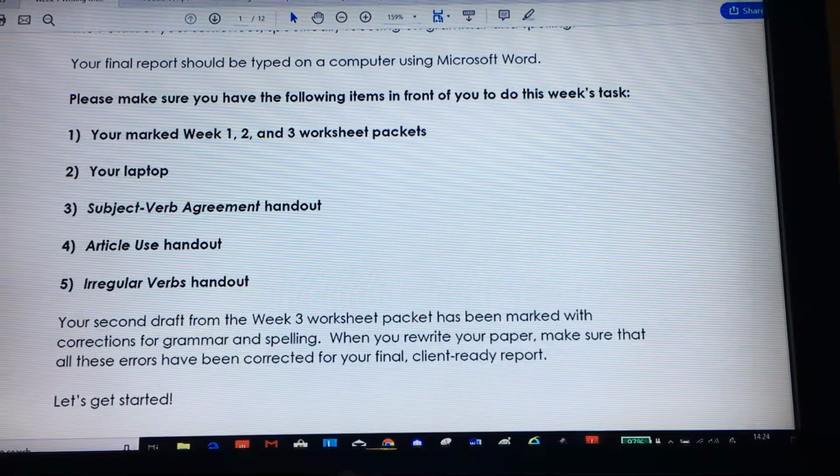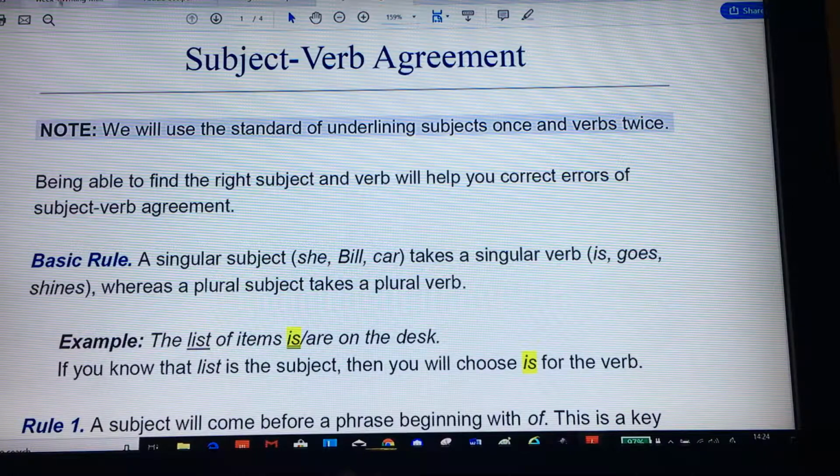So you should have your marked week 1, 2, and 3 worksheet packets, your laptop, the subject verb agreement handout, and that is the one that looks like this.